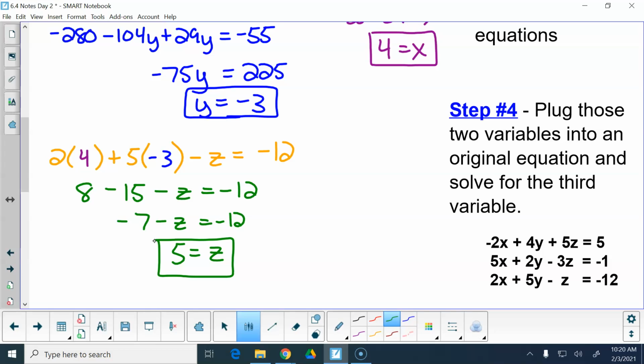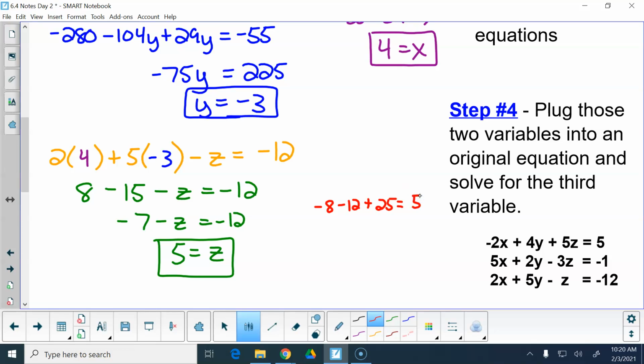Then we got to check it, right? Okay. So negative 2 times X is going to be negative 8. 4 times Y is negative 12. 5 times Z, or 5 times 5, is 25. So that's going to be negative 8 minus 12 is negative 20, plus 25 is 5. That one checks out.